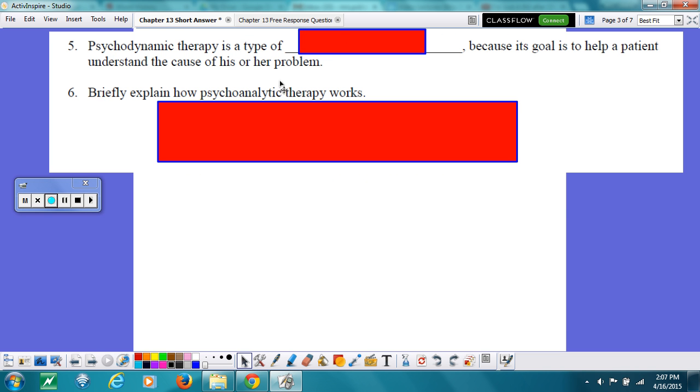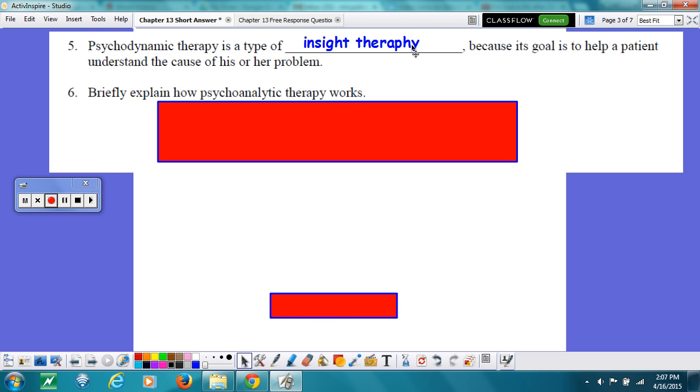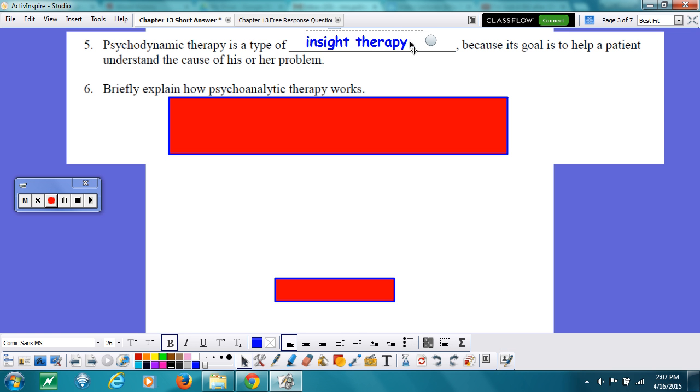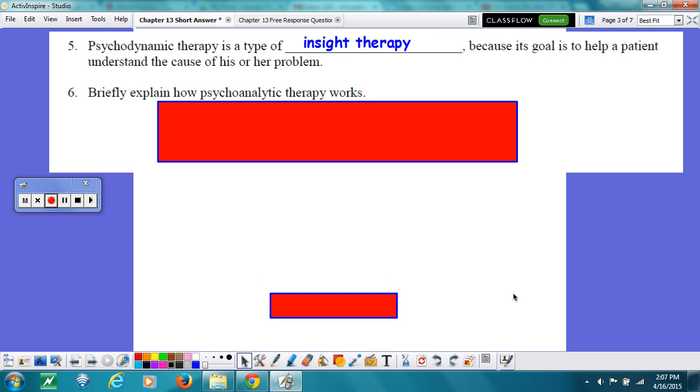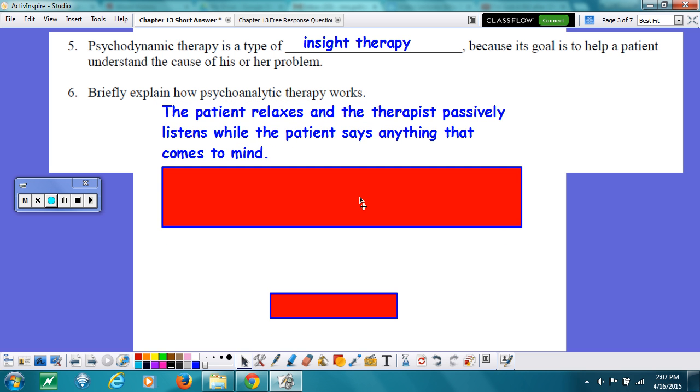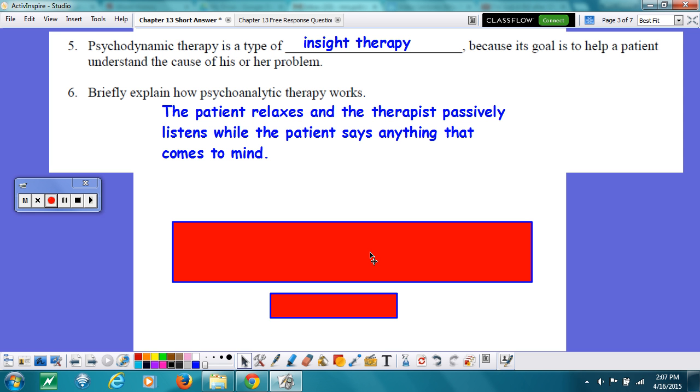Question number five. The psychodynamic theory is a type of insight therapy. We'll spell that right. Because its goal is to help a patient understand the cause of his or her problem. Briefly explain how the psychoanalytic therapy works. The patient relaxes and the therapist passively listens while the patient says something or anything that comes to their mind. Examples of this would be the works of Sigmund Freud and many of the neo-Freudians.